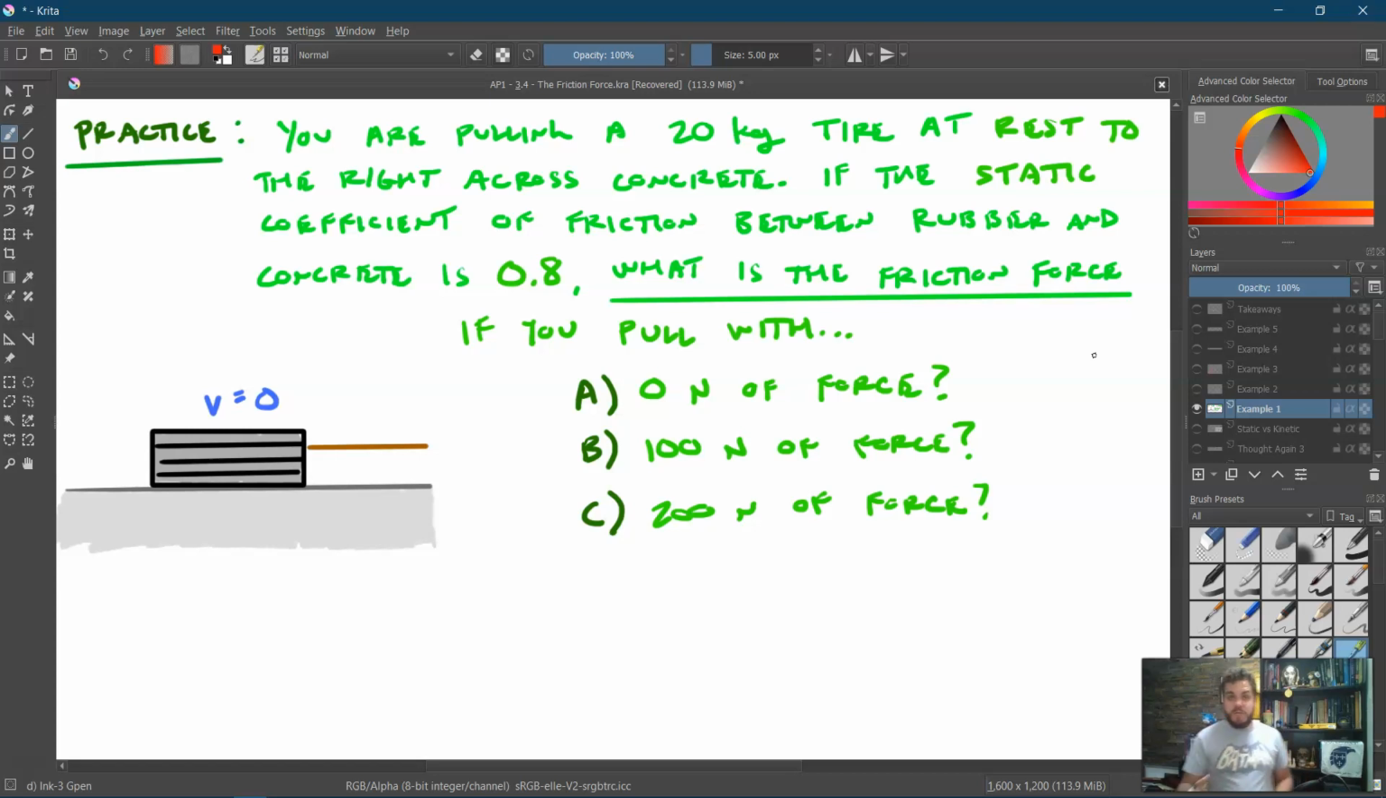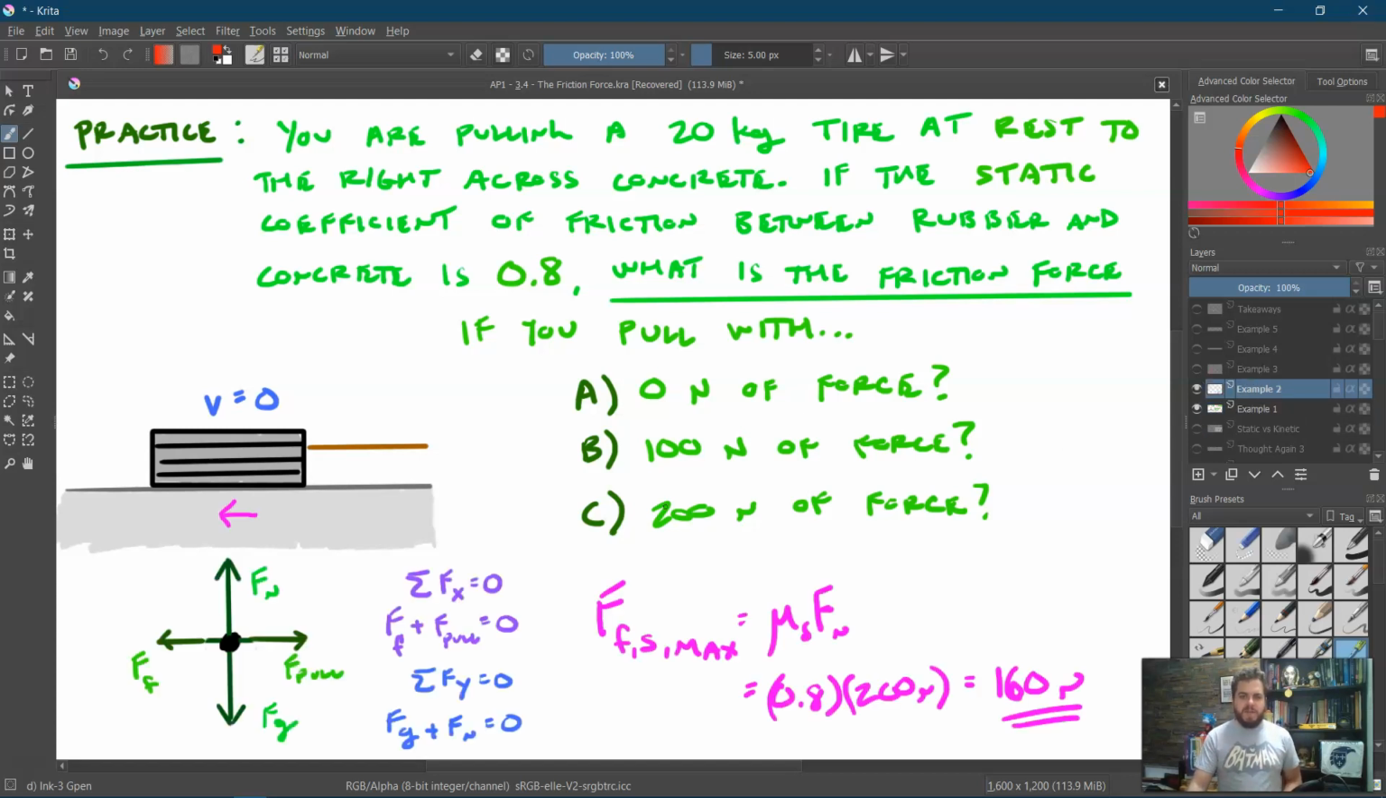Alright, well, hopefully you gave it a shot. And the first thing we really need to do here is draw an FBD and set up our net force equations. When you're trying to figure out if it's sliding or not, the best thing to do is solve for the maximum static friction force. So I'm going to go ahead and set up my FBD. It looks pretty much identical to what I did previously. We have the friction force and the pull force balanced in the x direction, the horizontal direction, and gravitational force and normal force balanced in the y direction.